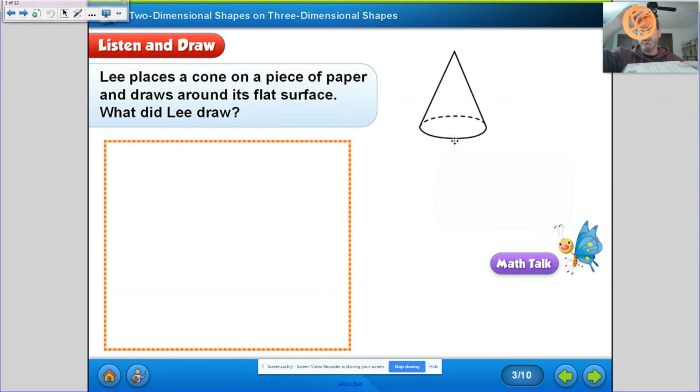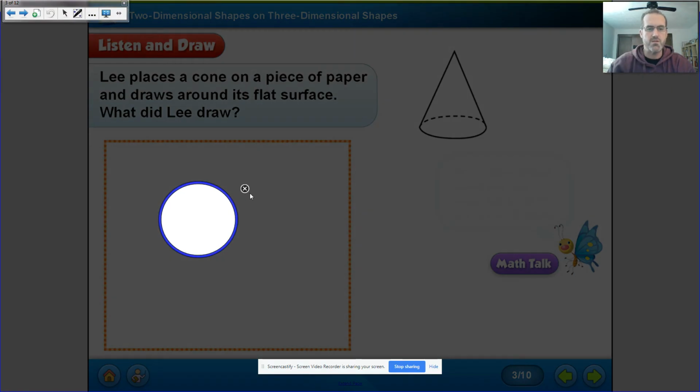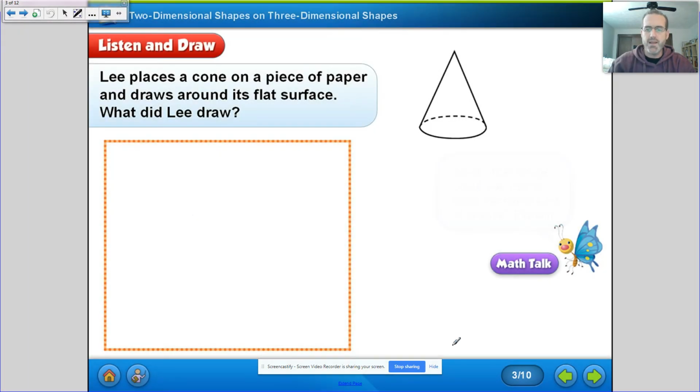And what shape is that surface? That surface is a circle, right? So I'm going to get my magic little pen here, and I'm going to draw a circle. That's going to make a nice circle for me. And that's at the base of that cone.